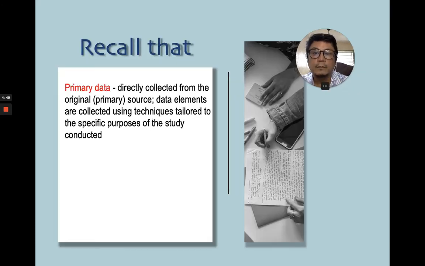Recall that we have two types of data in terms of the methods that we collect them. The first is primary data. Primary data is directly collected from the original source. The data elements are collected using techniques tailored to the specific purposes of the study conducted.